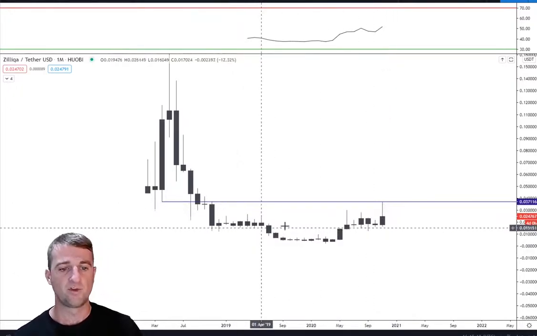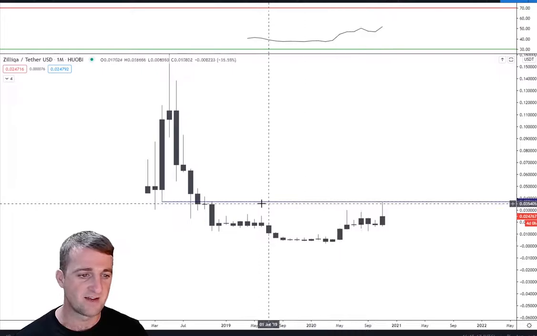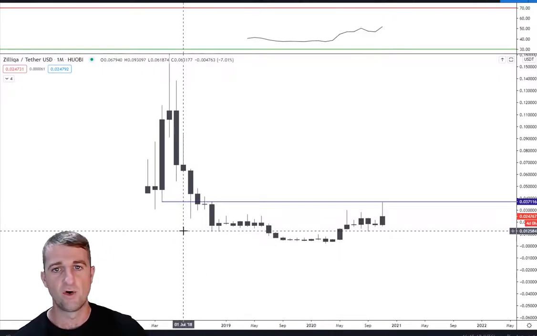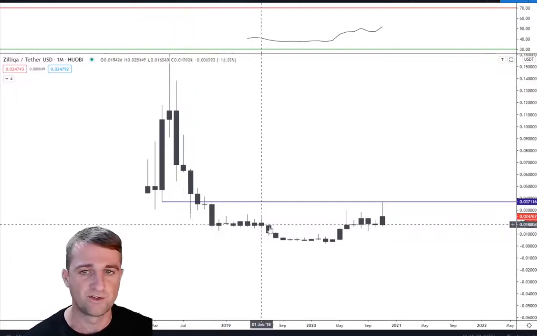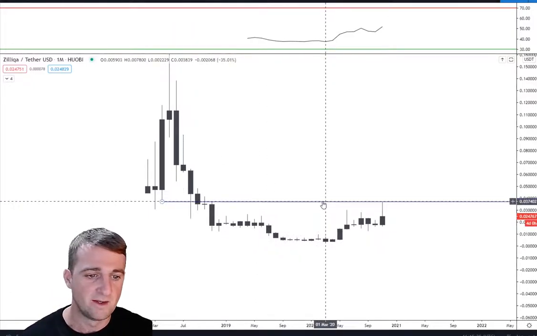So what I'm looking for is two wicks that touch that exact same line at the same time. The more wicks that touch that area, the better, in my opinion, and that does make it a more valid area. I'm just going to change that.